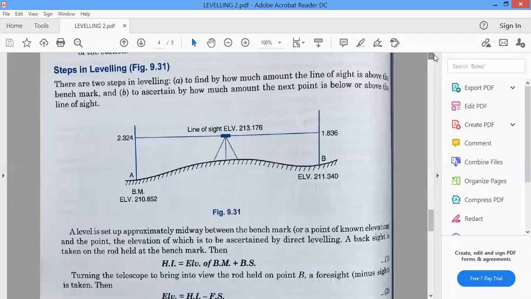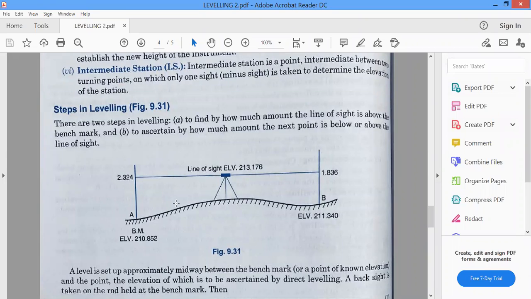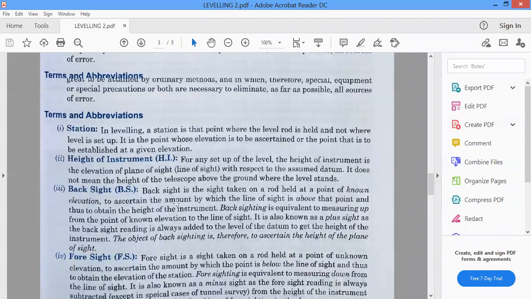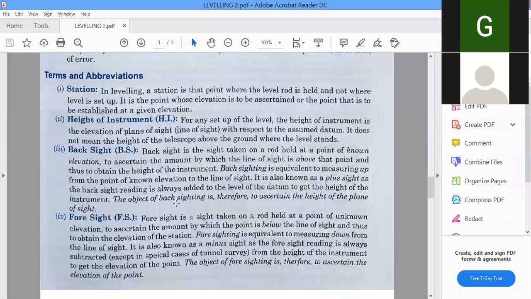So I will show you one diagram here. See here. This is a tripod where you have set up the instrument. Staff is held at 2 points here. One is at the benchmark BM, they have written. Elevation of that point is known, that is 210.852. And one more point where we have held the staff is at B. Here the stations are point A and point B, where I am holding the staff. Where you hold the staff, that point we call station.